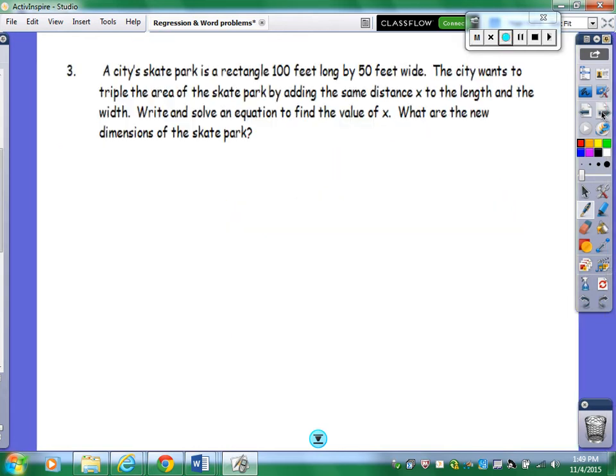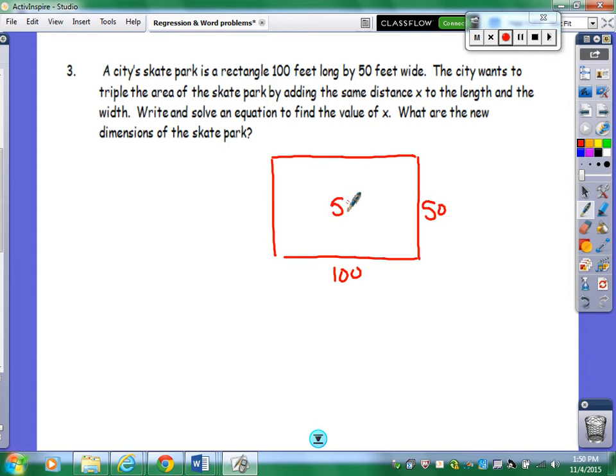All right, let's look at a different kind of problem. This has been an SOL question before. You have a city skate park that is a rectangle, 100 feet by 50 feet. So 100 by 50. The city wants to triple the area of the park. Okay, so the area right now is 5,000, and they want to triple it. They want to triple it by adding the same distance x to the length and to the width. So we want to add some value x to the length and to the width. Write and solve an equation to find the value of x, and then what are the new dimensions of our park.